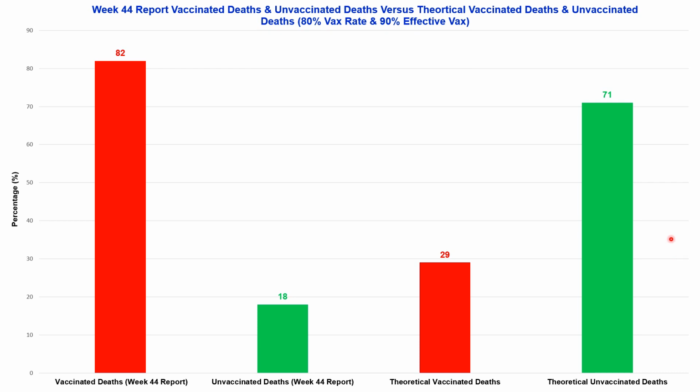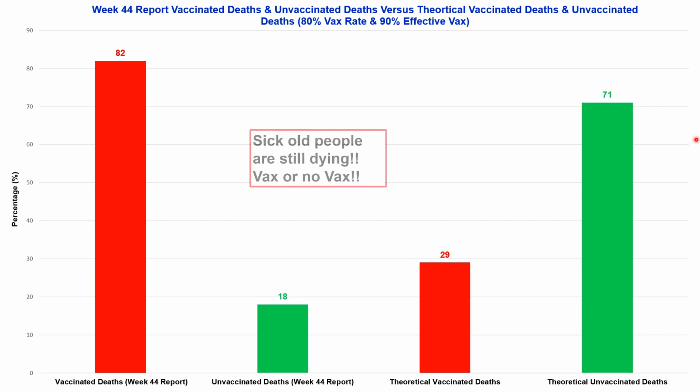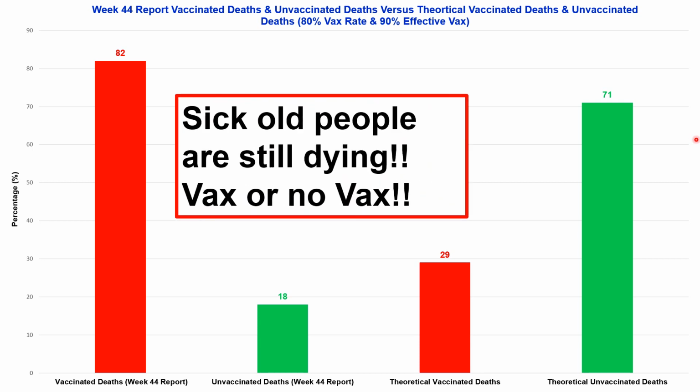What that shows you is if 80% are vaxxed, the vaccine is doing nothing based on these figures. It should be showing us something like this. So that statement in that report is wrong, big time wrong. Okay, so basically sick old people are still dying, vaxxed or not vaxxed, basically.